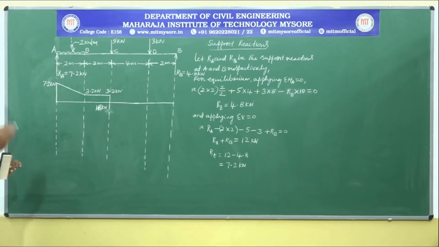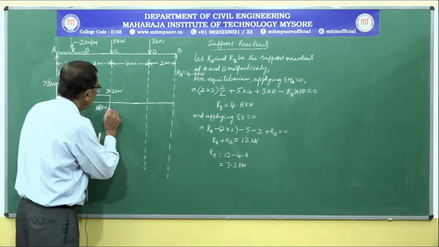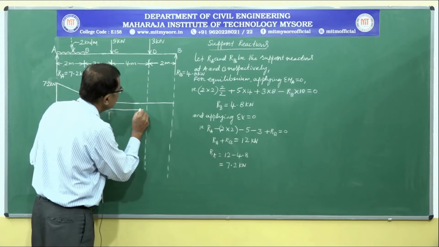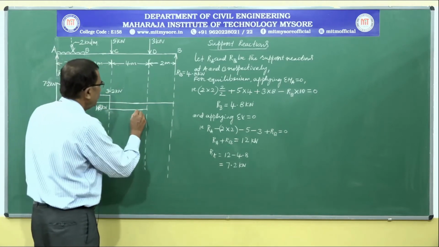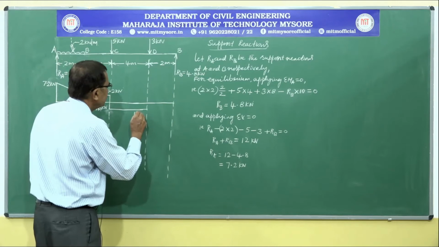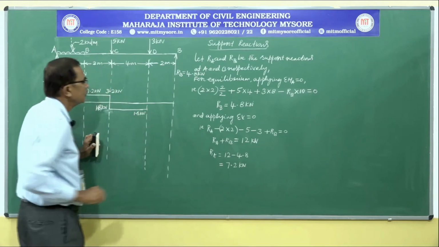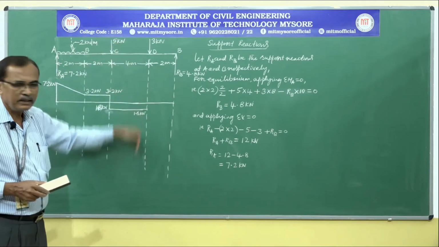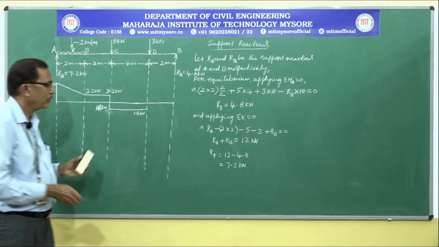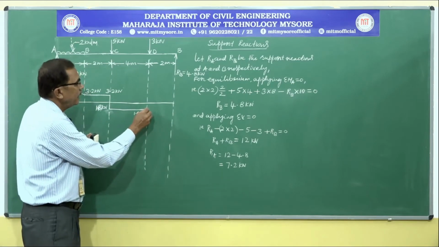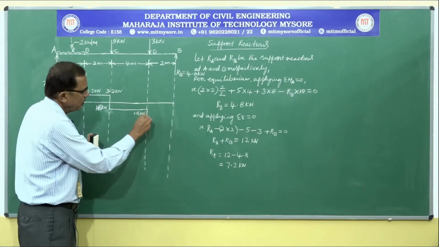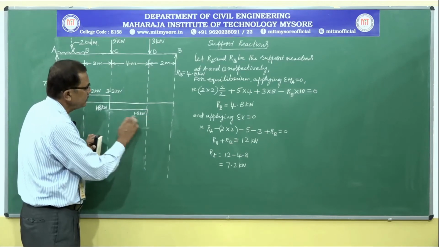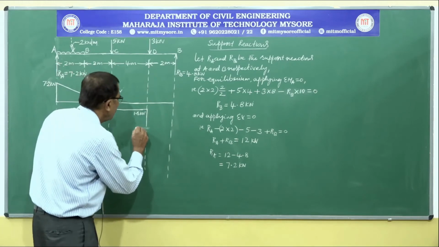Between C and D, no load. For no load, the variation of the shear force diagram is a horizontal line. Again here 1.8 kilonewton. At point D, again there is a point load acting in the downward direction. Come down by 3 kilonewton. Already we had come down by 1.8 kilonewton. Another 3 kilonewton means it is 4.8 kilonewton.